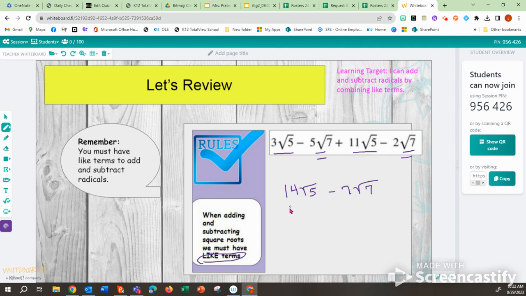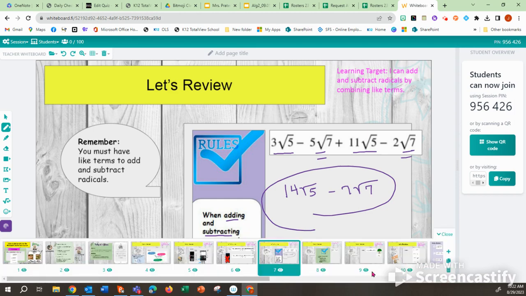We can't subtract the square root of 7 from the square root of 5 because those are considered unlike terms, and then we would leave it there. That's our rule when we are adding and subtracting. It could be cube roots also. It would have to be the same number under the cube root to be like terms.